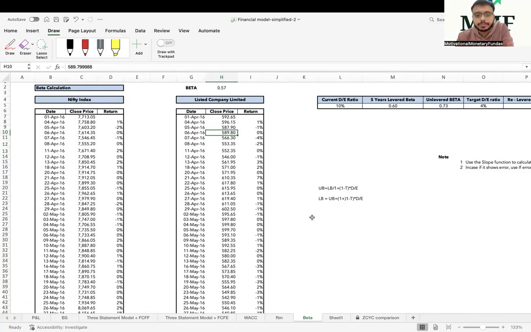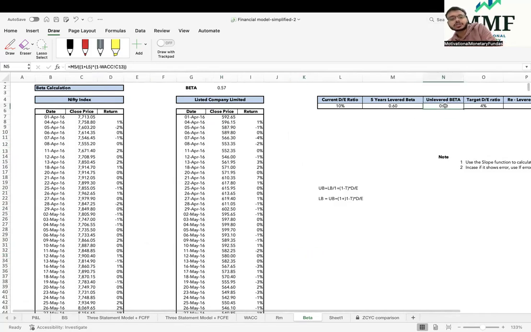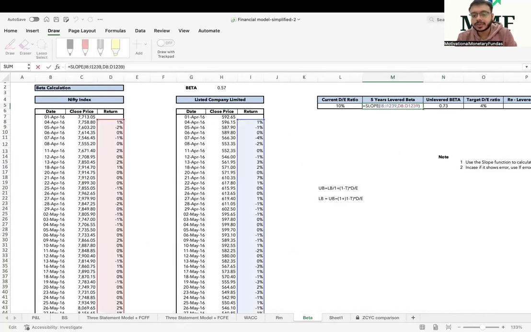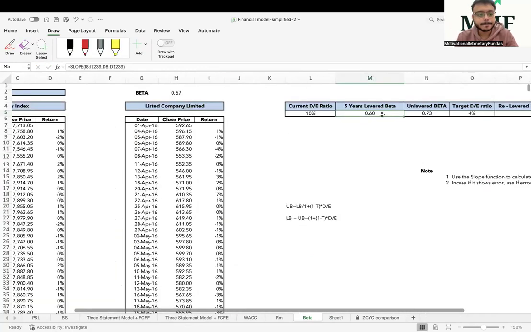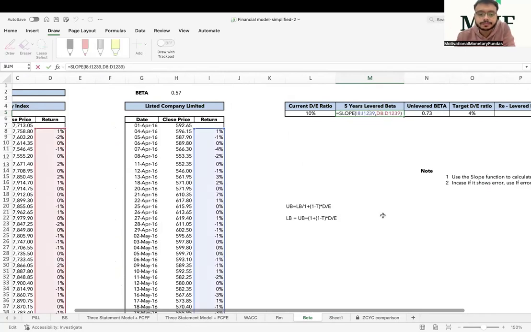Okay, so simply what can I do? I can simply use a slope function in Excel. The slope function helps you to calculate beta. I'll just zoom in for you as well. Here, if you see in cell M5, I've simply used the slope function. It says my first parameter is known y and known x. Here I've selected my stock returns, because my stock returns are the dependent variable.